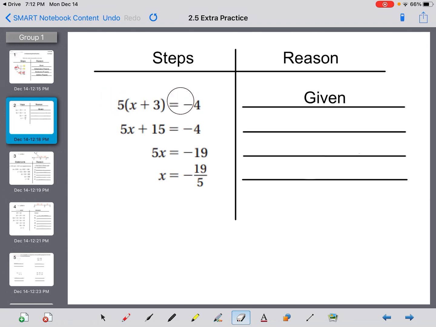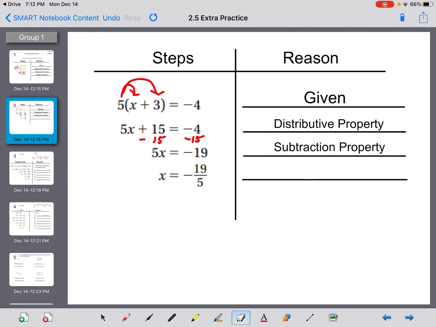For number 2, they give us the given 5 times the sum of x plus 3 is equal to negative 4. And what they started with was distribution. 5 times x is 5x, and 5 times 3 is 15. So they distributed. Then from here, it was a normal two-step equation. They subtracted 15 on both sides. So we have our subtraction property. And then they finished, to isolate x, they needed to divide both sides by 5. So your division property.